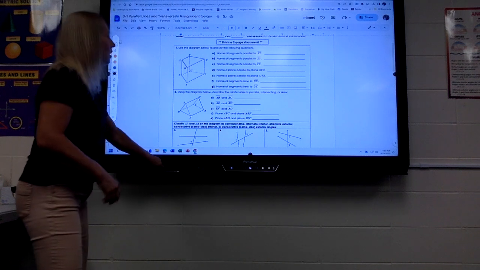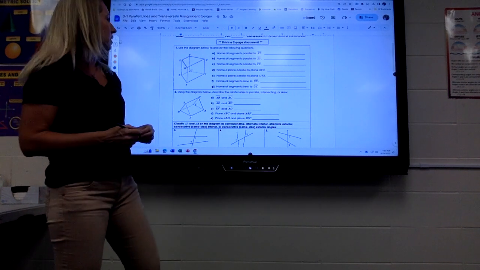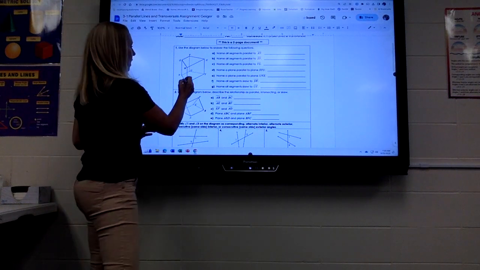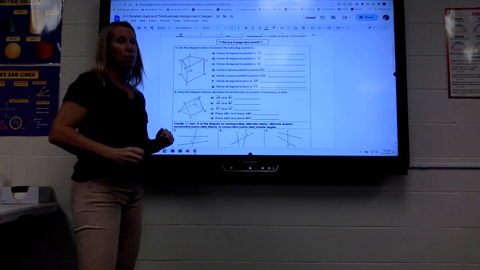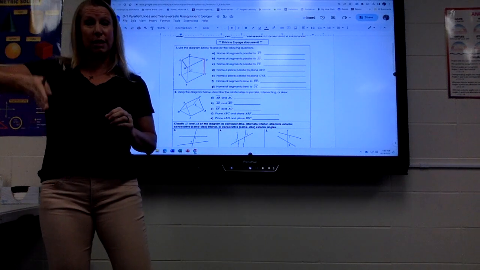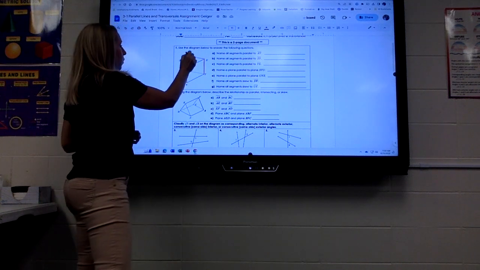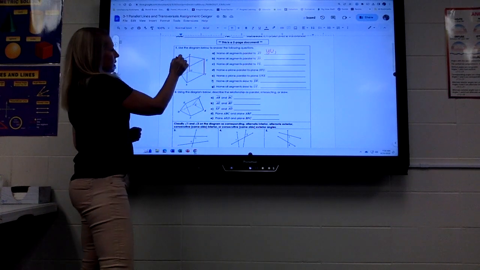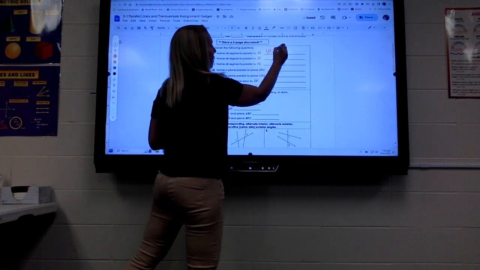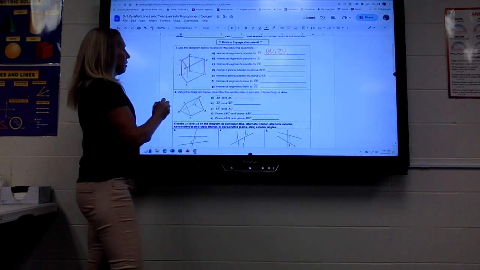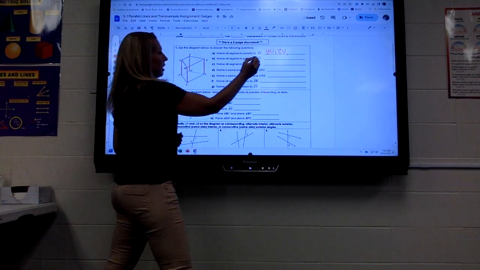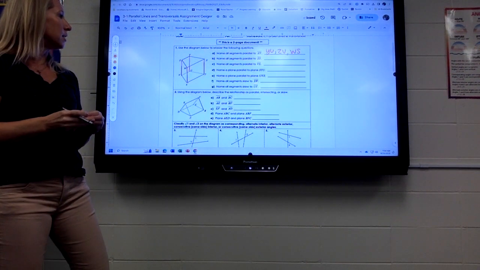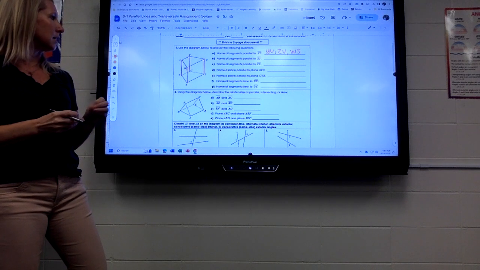So like for number 1, part A, it says name all the segments that are parallel to XT. So I'm going to highlight XT so you can see it. So we want all the segments going in that same direction. So like YU would be an answer. ZV would be an answer. WS would be an answer. Okay, so you'll have to do the same thing for B and C.